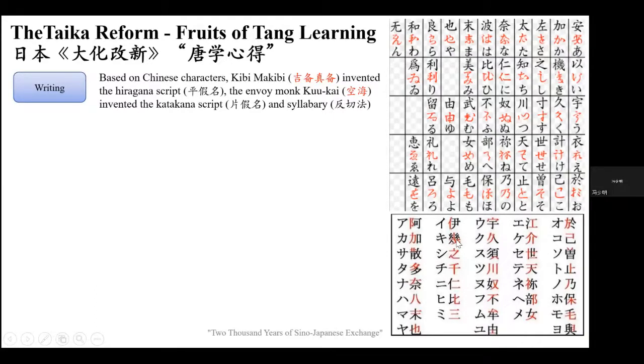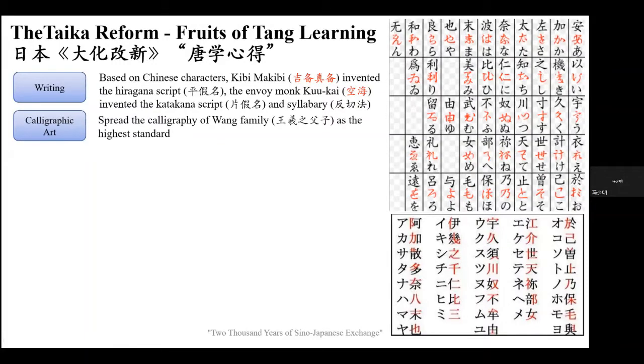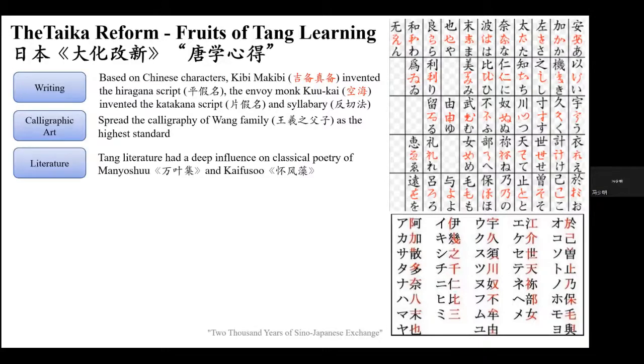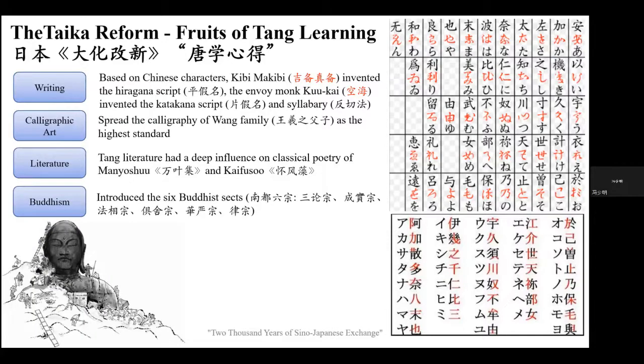Chinese characters. Besides that, there was also the spread of the calligraphy of the Wang family as the highest standard. That means in future, every Japanese should endeavor to write like Wang Xizhi. The Tang in literature also had a deep influence on the classical poetry of the Manyo Shu and the Kaifuso, as well as the spread of Buddhism, which introduced the 6 Buddhist sects.